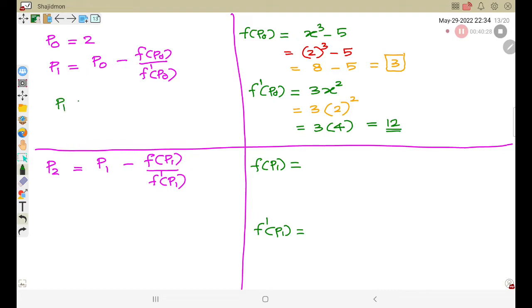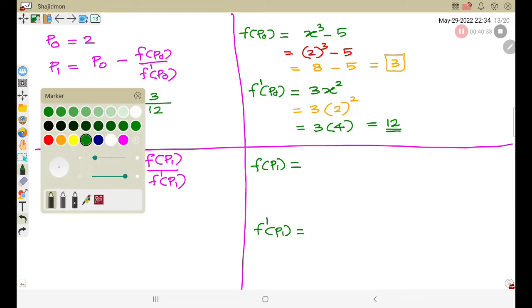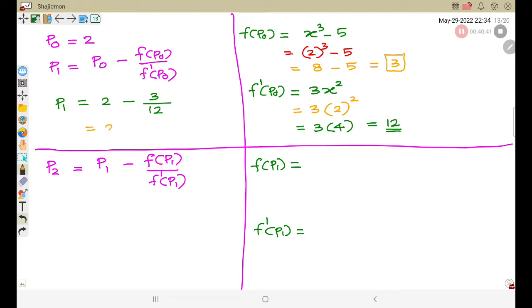Now I am applying here. So P1 equals P0, which is 2, minus f of P0, which is 3, divided by f dash of P0, which is 12. Calculate with 3 digits rounding: 2 minus 3 over 12 means 0.25. So what will we get as the answer? P1 is 1.75, the first approximation of the solution. P1 equals 1.75. Now we are going to calculate P2.